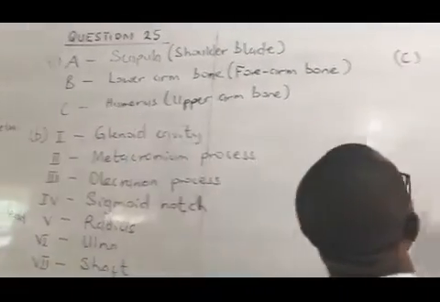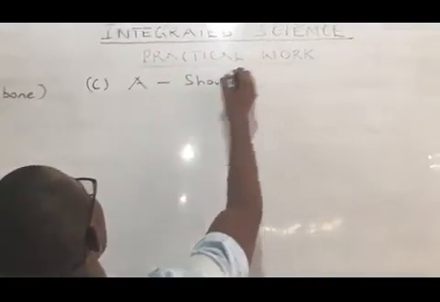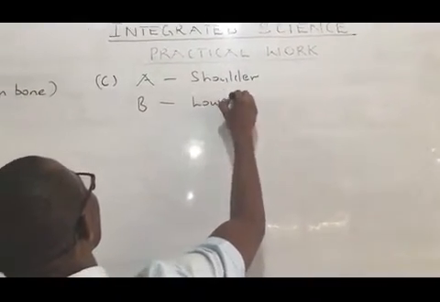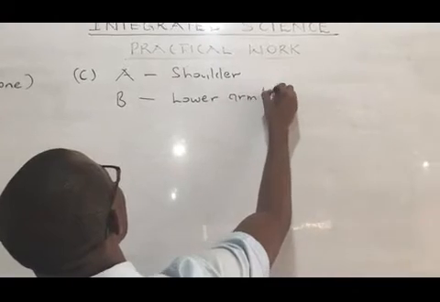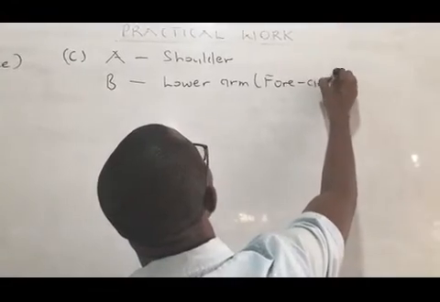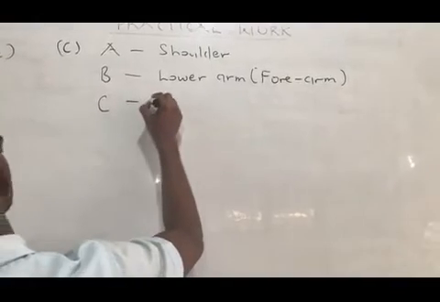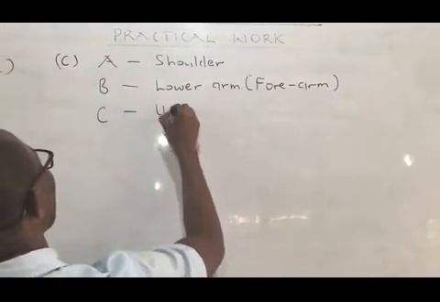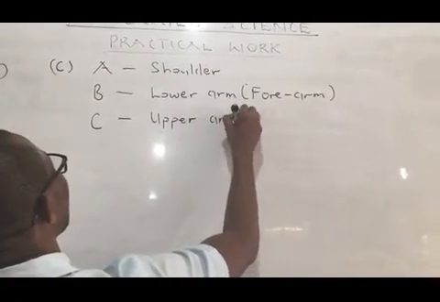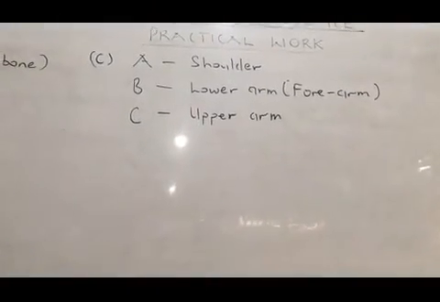So bone A is found in the shoulder. B is found in the lower arm, you can say the forearm. And then C is found in the upper arm. Okay, so that is for the locations.